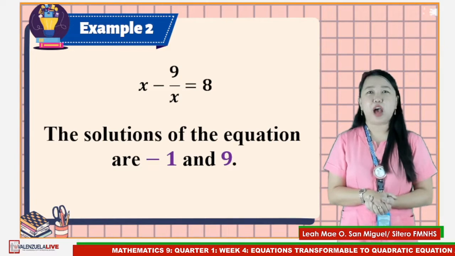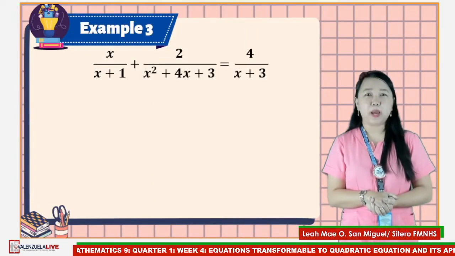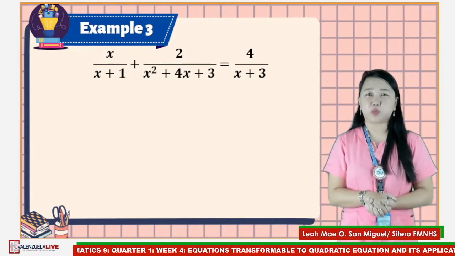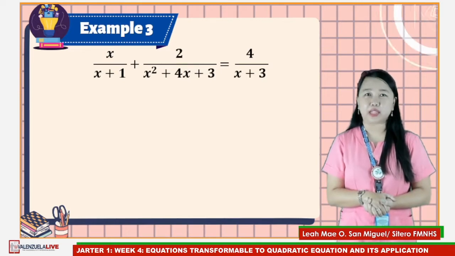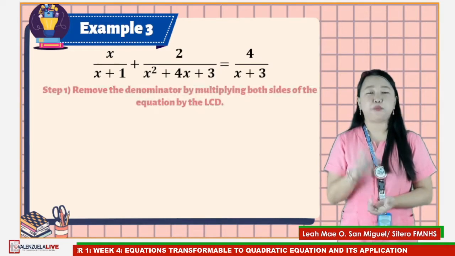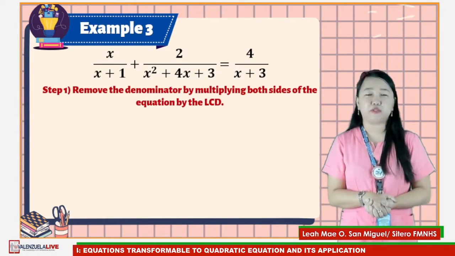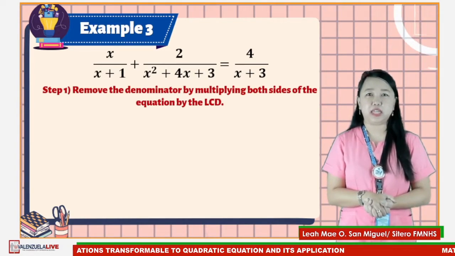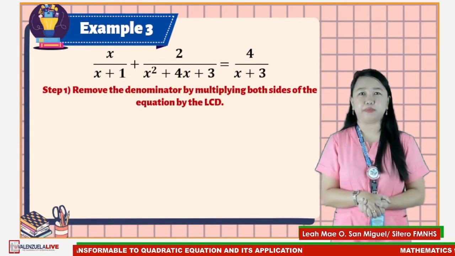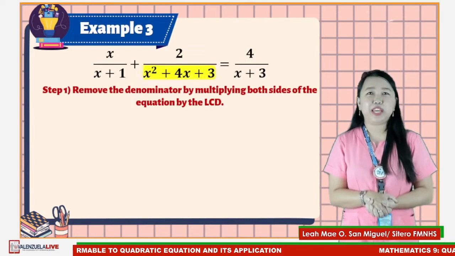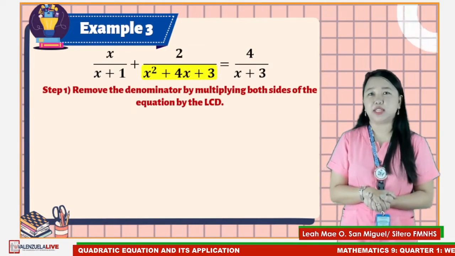Let's have our third example. X over x plus 1 plus 2 over x squared plus 4x plus 3 is equal to 4 over x plus 3. Step 1. Remove the denominator by multiplying both sides of the equation by the LCD. Notice that we have a quadratic expression here. We need to factor this out first for us to easily determine the LCD.